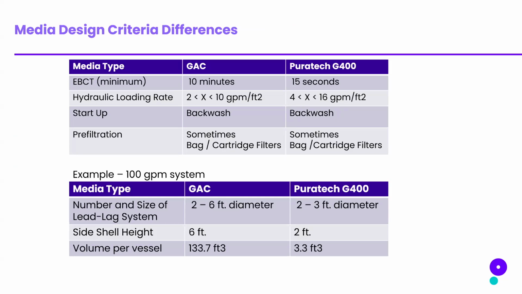But an example of a 100 GPM system, the carbon beds would be a 6-foot diameter. The PureTech would be a 3-foot diameter. The carbon beds would be 6 feet tall. The PureTech system would be about 2 feet tall, and the volume of material is significantly less for the PureTech system.